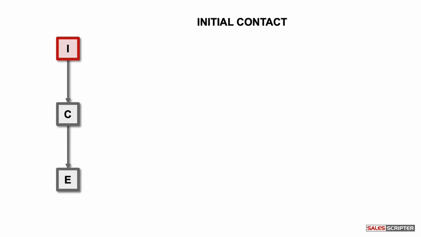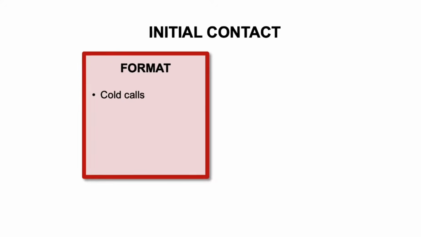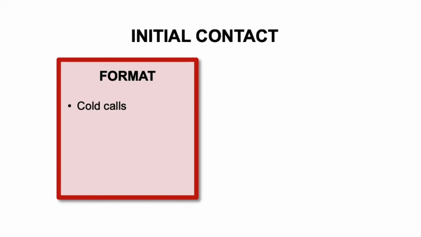So starting with the first step of the sales process, we refer to this as the initial contact sales process step. And this is basically the first time that you're interacting with a prospect. And one of the most common ways that you might picture the initial contact is picking up the phone and cold calling a prospect. But the initial contact step could also be a cold email you send to the prospect.